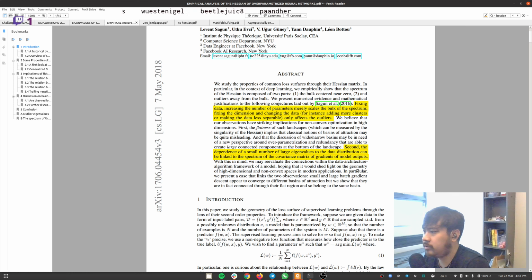Spectrum of the covariance matrix of the gradients of the model outputs.